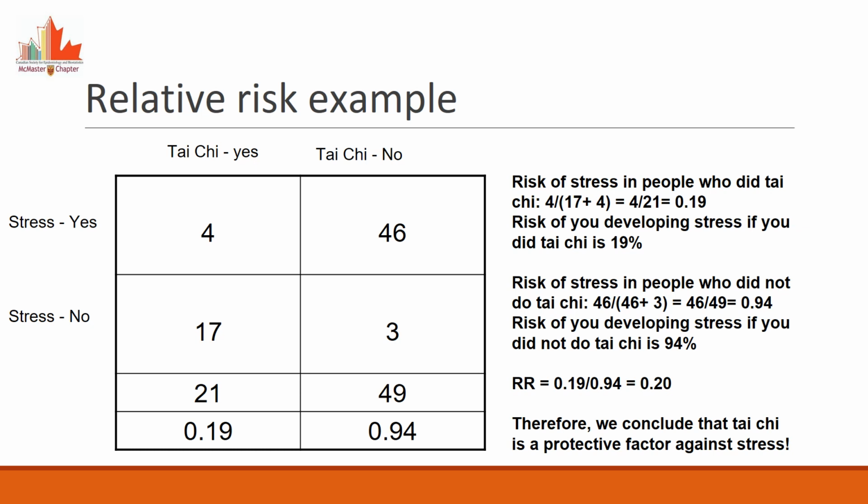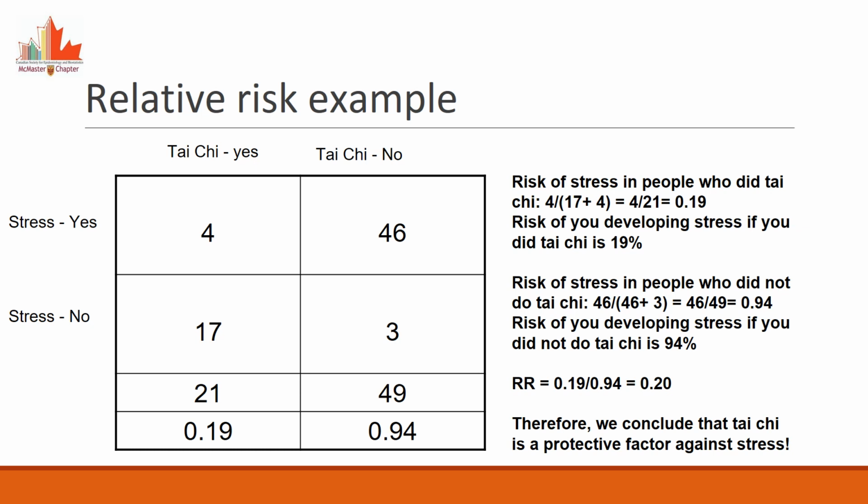You would then find the risk of stress attack in the group who did Tai Chi by dividing 4 by 4 plus 17, which gives us 0.19. You would do the same for the risk of stress attack in the group that did not do Tai Chi by dividing 46 by 46 plus 3, which is 0.94. Relative risk is then simply 0.19 divided by 0.94, which would give us the value of 0.20.